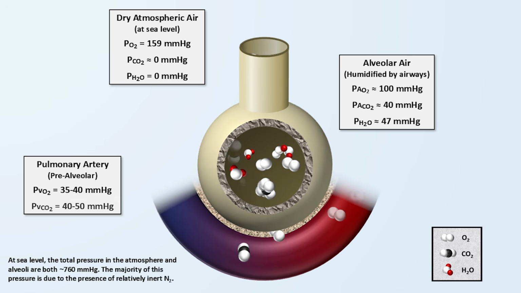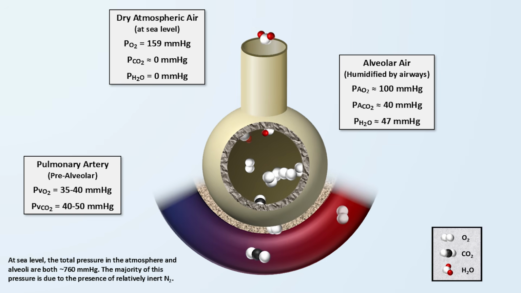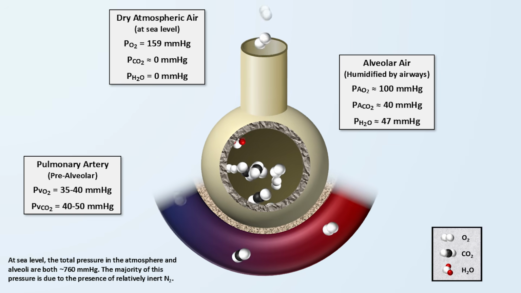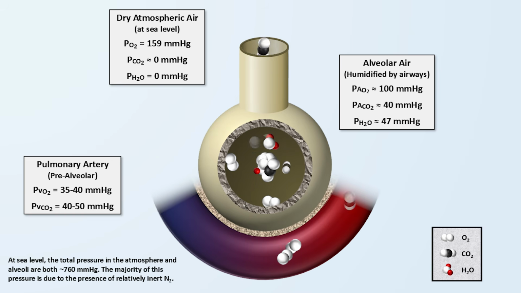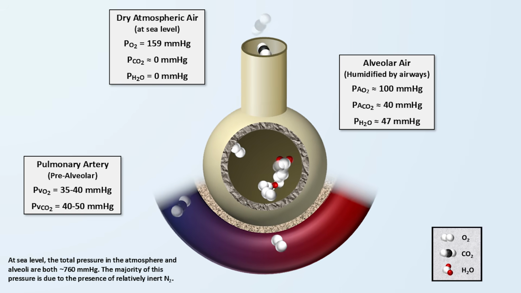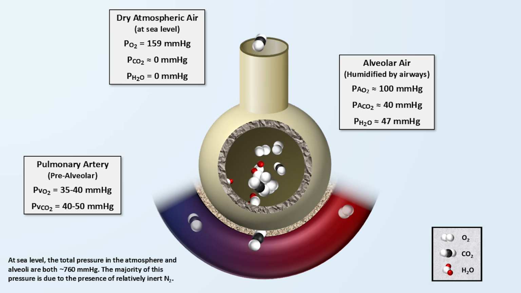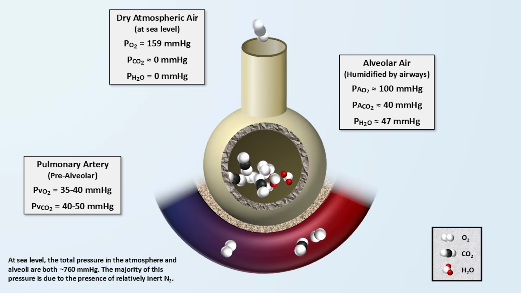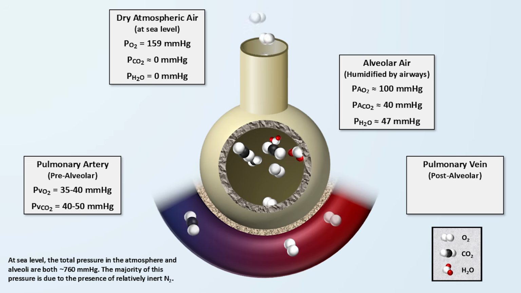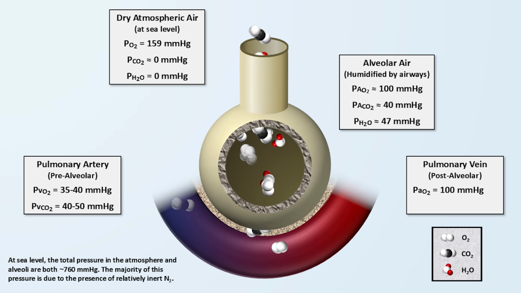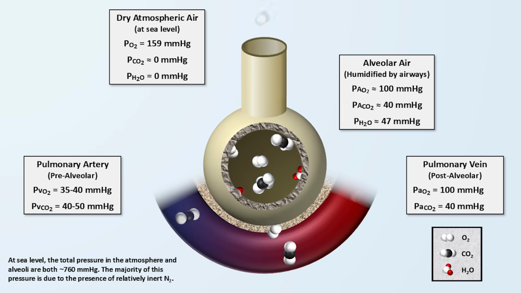Normal PVCO2 is about 45. As the capillary blood moves past the alveoli, the pressure gradients drive oxygen from the alveoli into the capillary and drive carbon dioxide from the capillary into the alveoli. The consequence is a normal PaO2 of 100 and PaCO2 of 40.